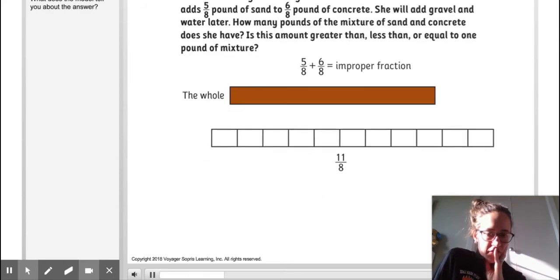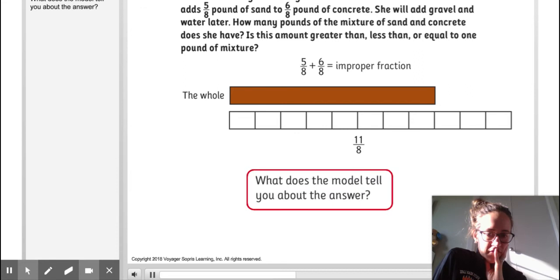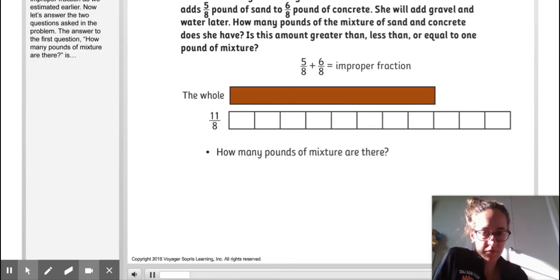Let's compare our answer to the whole. What does the model tell you about the answer? The model shows that the answer is an improper fraction as we estimated earlier. Okay, meaning that our 11/8 is bigger than 1. Here's our whole, here's 1. Our answer is longer than that, it's bigger than that, it's more than 1, it's greater than 1, it's an improper fraction.